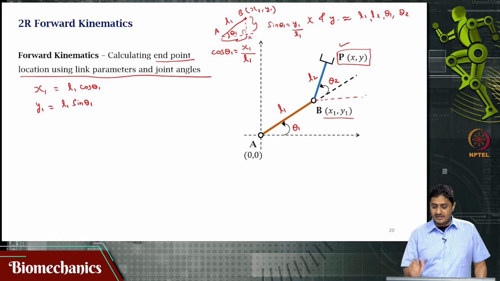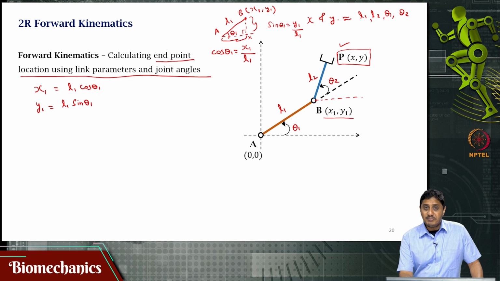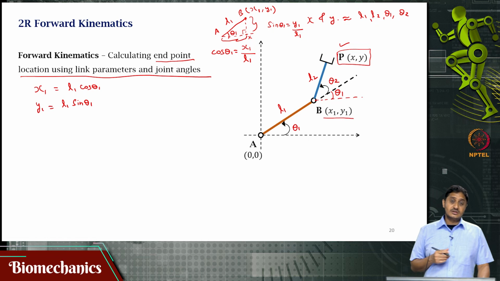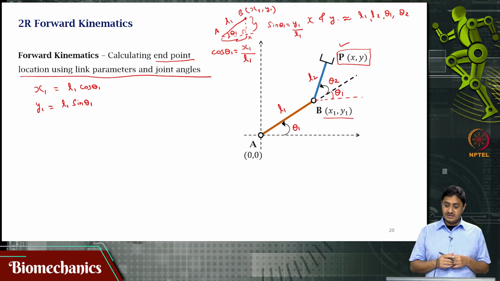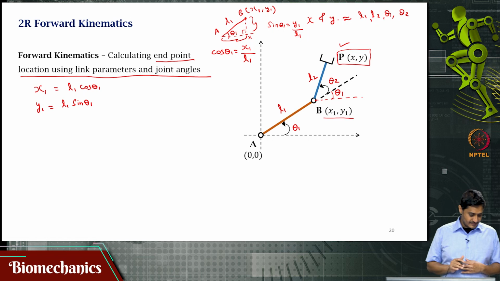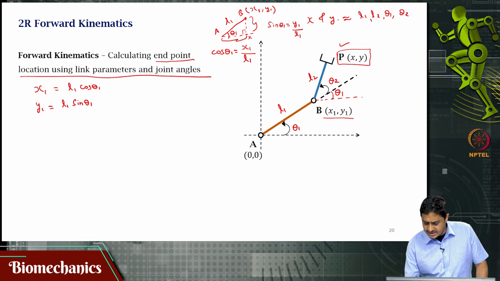Remember, the link BP is at an angle of theta 1 plus theta 2 to the horizontal. How do I know this? Because it is at an angle of theta 2 with respect to the previous link, and the previous link is at an angle of theta 1 with respect to the ground. So, the net inclination of this link with respect to the ground is theta 1 plus theta 2. Now, if I am interested, I can perform a similar analysis. I will leave this as an exercise to you.